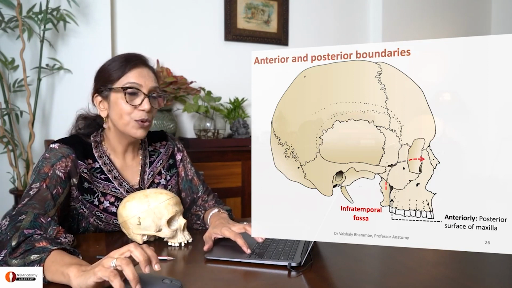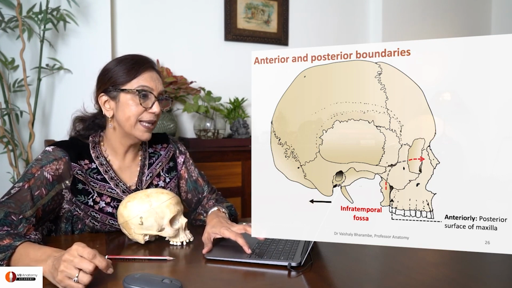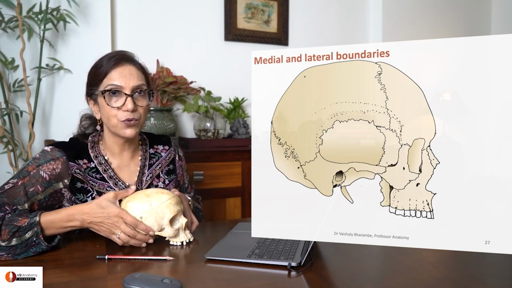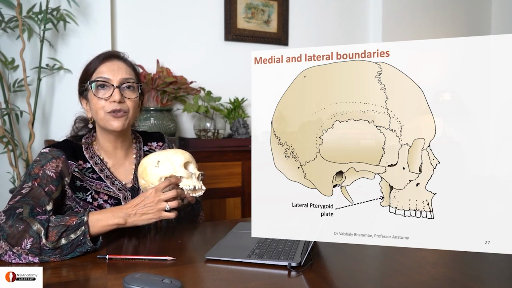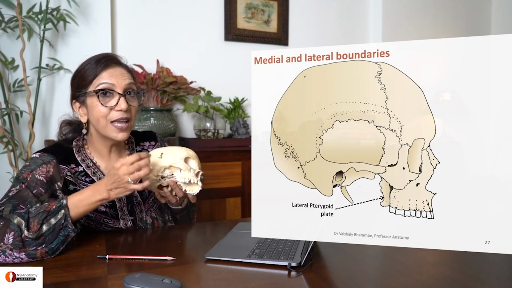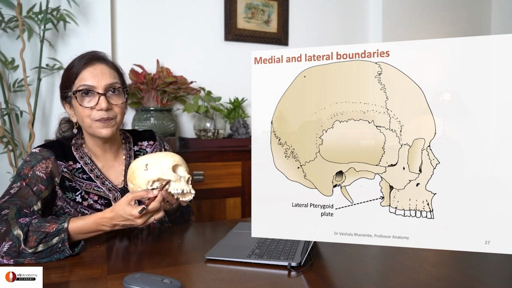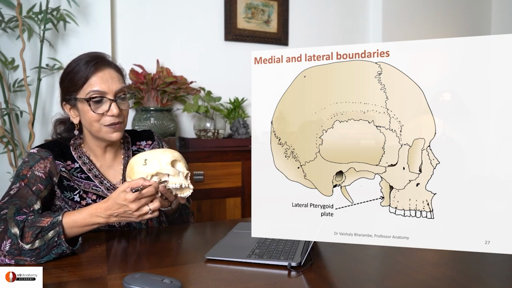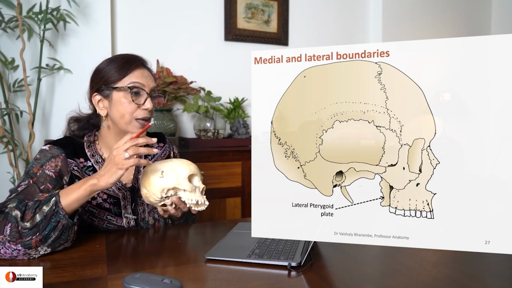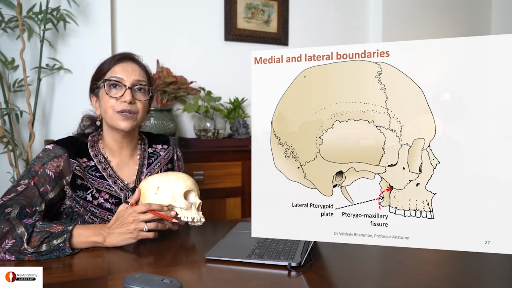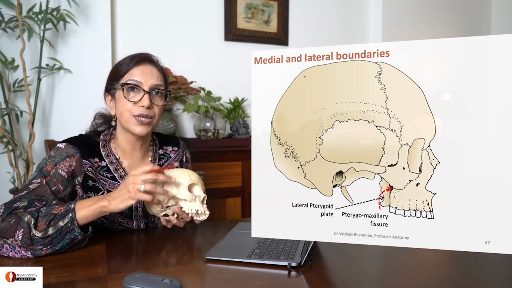Okay. Posteriorly, it is free. There is no posterior wall to this fossa. Finally, we come to medial and lateral boundaries. Medially, you already know, it is related to the lateral pterygoid plate. Now look carefully, zoom in and see that there is a little fissure here. Can you see the fissure? This is the fissure which exists between the maxilla and the lateral pterygoid plate, called the pterygomaxillary fissure, through which contents from here communicate with the pterygopalatine fossa.